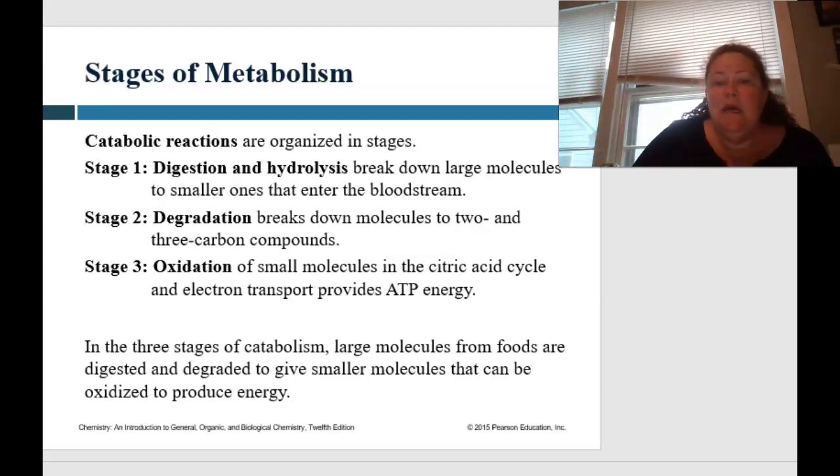Oxidation is step 3, and this is where we are oxidizing small molecules in the citric acid cycle and the electron transport chain to provide ATP energy. So oxidation is actually adding that phosphate onto the group to make the ATP. So in all 3 stages of catabolism, large molecules from foods are digested and degraded into smaller molecules that then can be oxidized to produce energy.